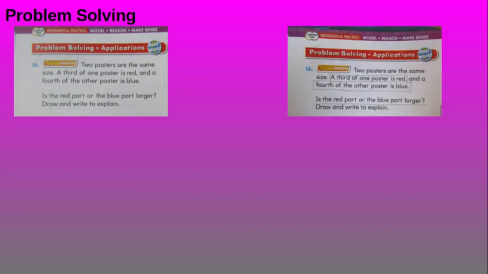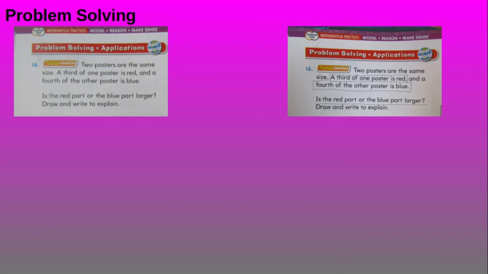It says 2 posters are the same size. A third of one poster is red and a fourth of the other poster is blue. Is the red part or the blue part larger? Draw and write to explain. Well, let's read that again, and then we'll underline our question and box up our key information. 2 posters are the same size. A third of one poster is red and a fourth of the other poster is blue. Is the red part or the blue part larger? Draw and write to explain.